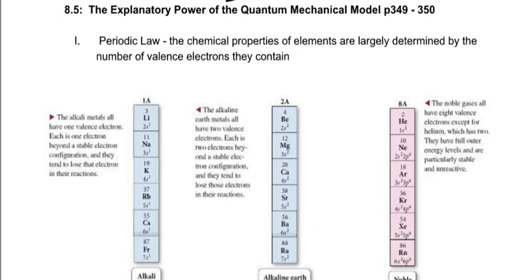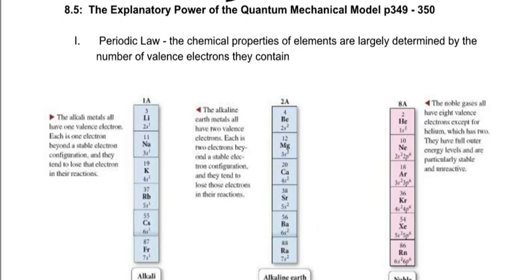This will be quick. This is all there is to 8.5. It says the explanatory power of the quantum mechanical model. This is the beauty of how the periodic table is arranged. This is how Schrodinger's equations work out so great. This is the idea of valence electrons. This is like tying it all together. It's a great thing. So the periodic law: the chemical properties of an element are largely determined by the number of valence electrons they contain.